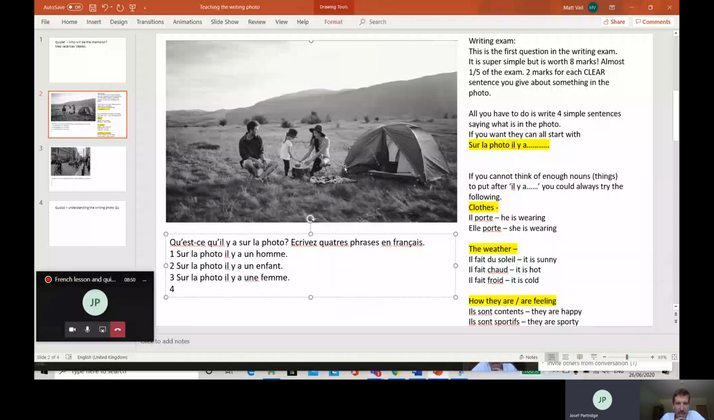Now I've got to think of something else. So I've got to do 4 sentences. So I might be thinking, well, I know the word for tent. That's good. So I can go sur la photo, il y a une tente.